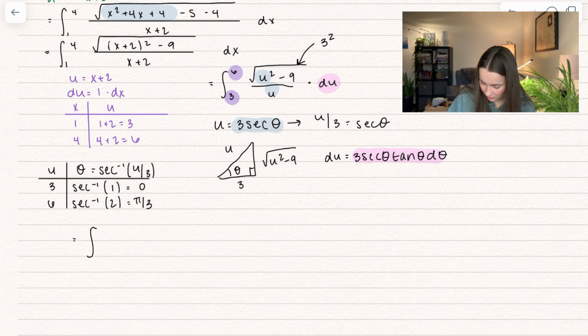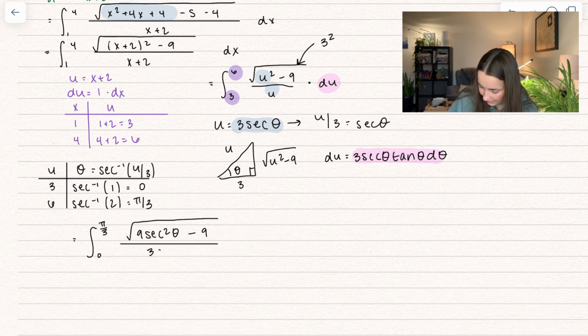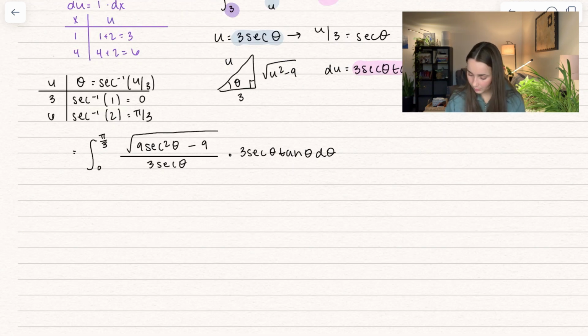So first we're going to change the bounds from 0 to pi over 3. And then we have the square root of u squared. So I'm just going to square it right now. That becomes 9 secant squared of theta minus 9 divided by u, which is going to be 3 secant of theta. And then multiply by our dx, which we found was du, which is equal to 3 secant theta tangent theta d theta.